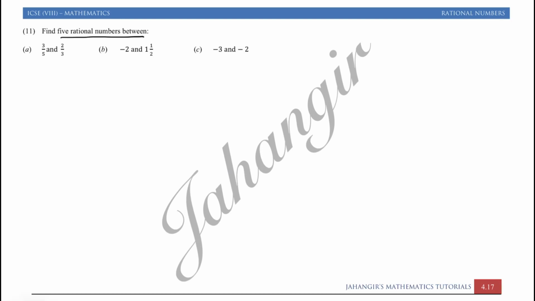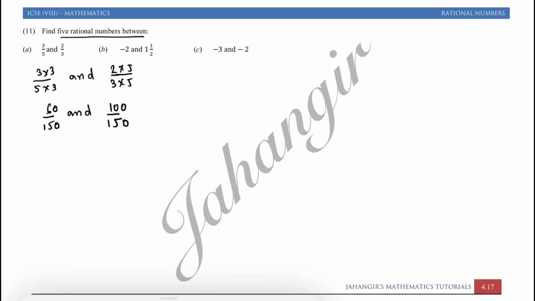Now we have to put five rational numbers between the given rationals. It's the same way. We can just make the denominators equal. So 3 by 5 into 3 into 3, the denominator becomes 15, and 2 by 3 into 5 into 5. So 6 by 15 and 10 by 15. Here we can again multiply by 10 so that it becomes 60 by 150 and 100 by 150. Now we can see we have many options.